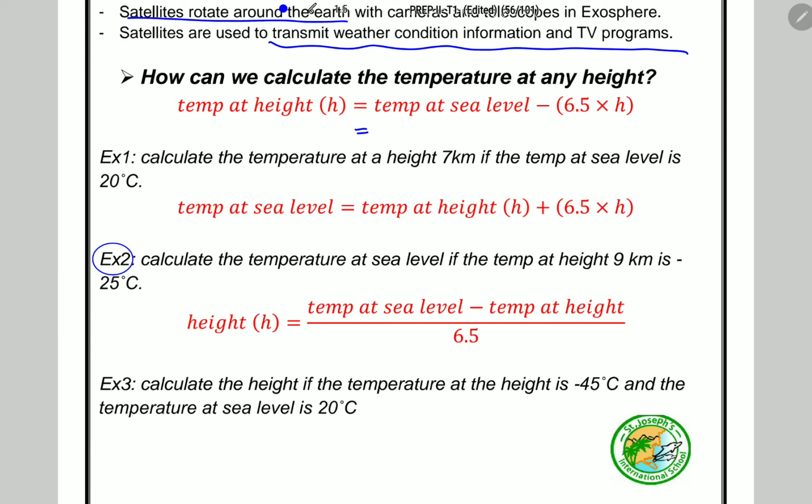The temperature at sea level is 20 degrees Celsius minus 6.5 times the height. And you have to make sure that the height is in kilometers. If it's in meters, you have to convert it into kilometers. So if we read the problem, the height is 7 kilometers, so no problem. And then we calculate 20 minus 6.5 times 7. It gives about negative 25.5 degrees Celsius.